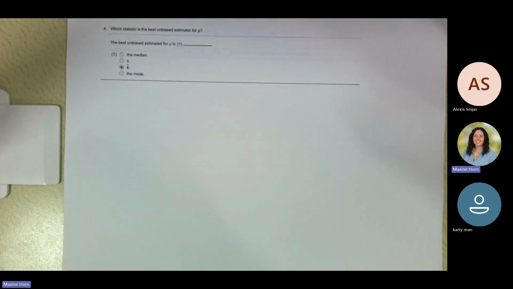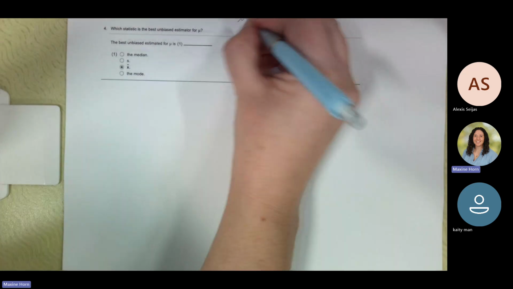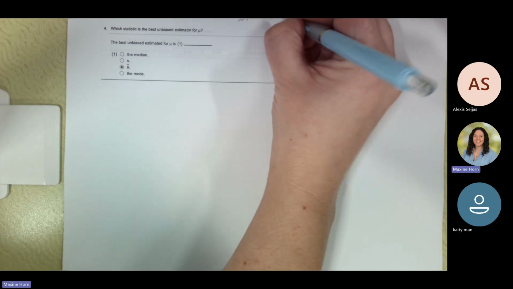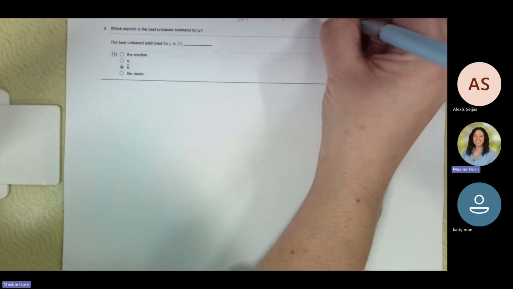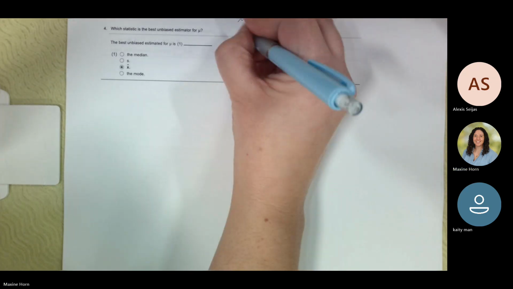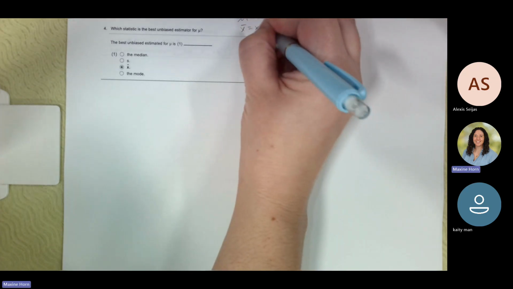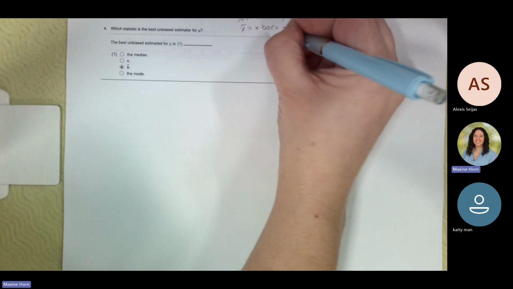Okay, which statistic is the best unbiased estimate for mu? Remember, mu is our population mean, right? X bar is our sample mean.